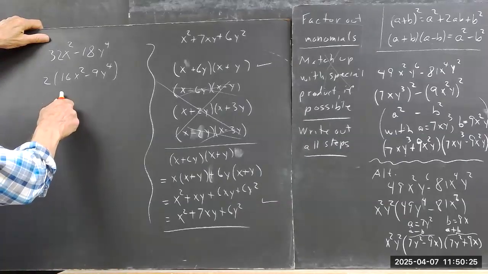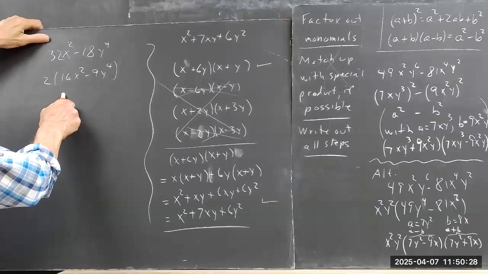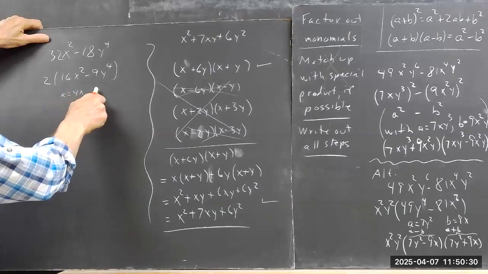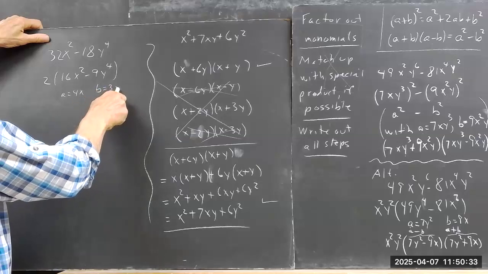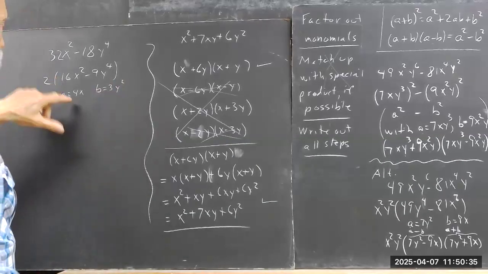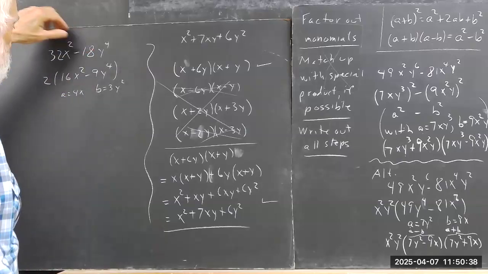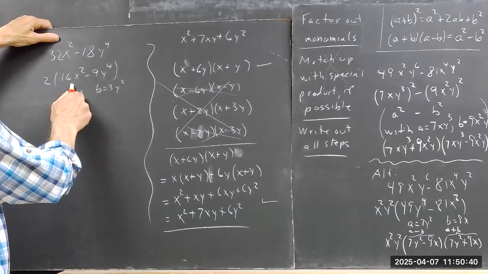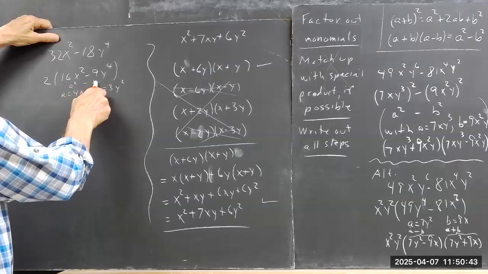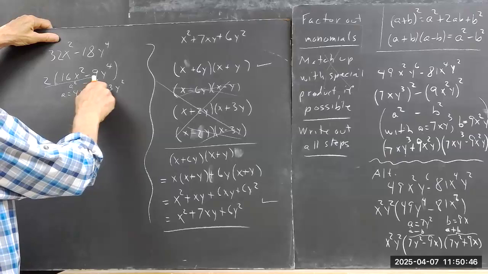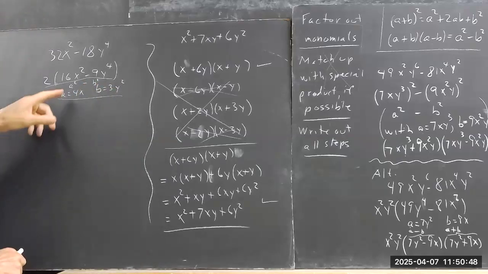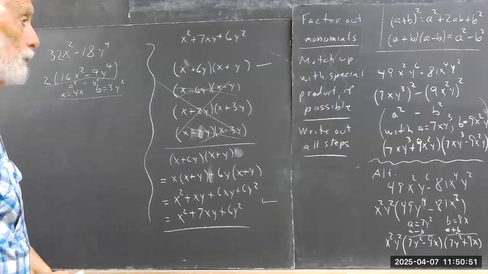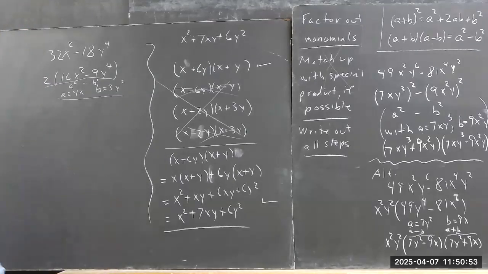Okay, so now, I'll say A equals 4x, B equals 3y squared. So this is A squared minus B squared. Just gotta make that little note here. A squared minus B squared, A equals 4x, B equals 3y squared. Write that step out. Don't get in a hurry and skip it until you've done 100 of these. Okay.